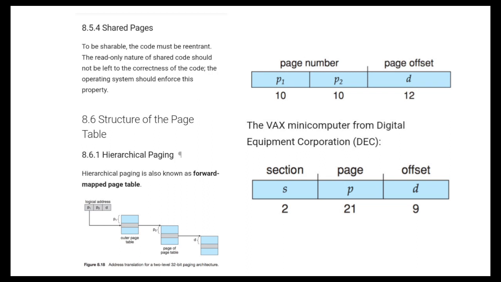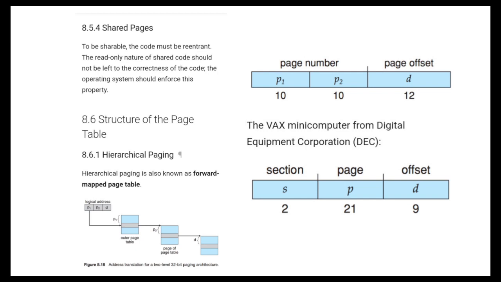The VAX architecture divides 32-bit addresses into 4 equal-sized sections, and each page is 512 bytes, leading to an address format as shown.